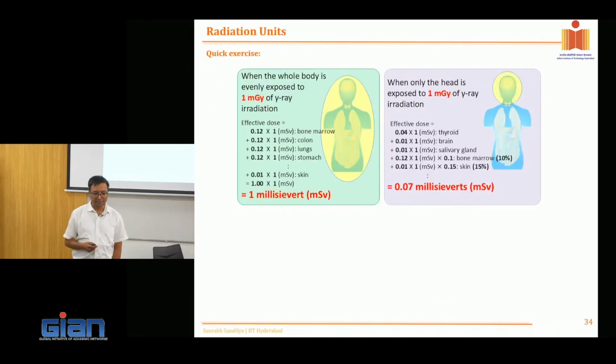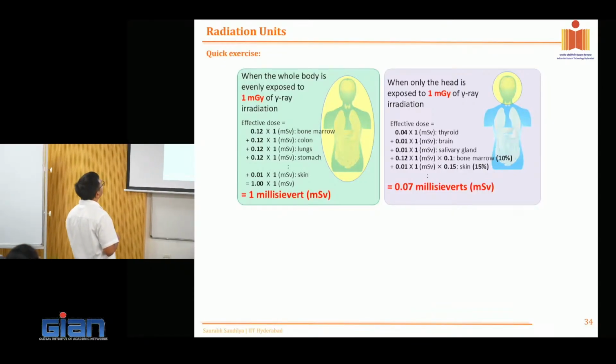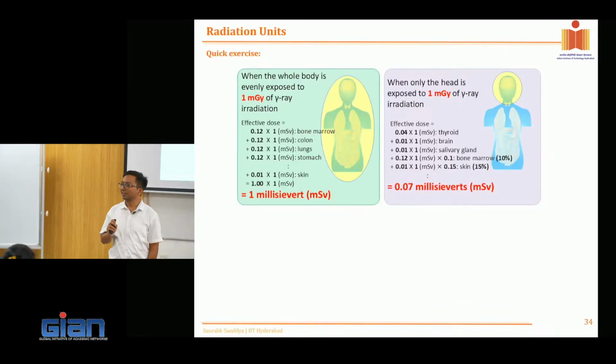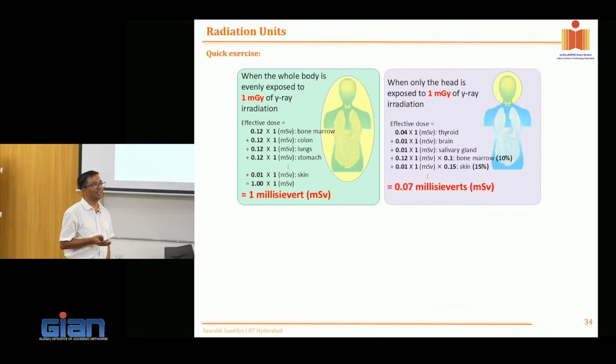One quick exercise here is that we'll try to see if a person is exposed to an equal amount of dose of radiation. In one case the whole body is exposed to 1 milligray of gamma, and in the other only the head is exposed, and we will try to see whether they are equal or not. Very nice exercise.